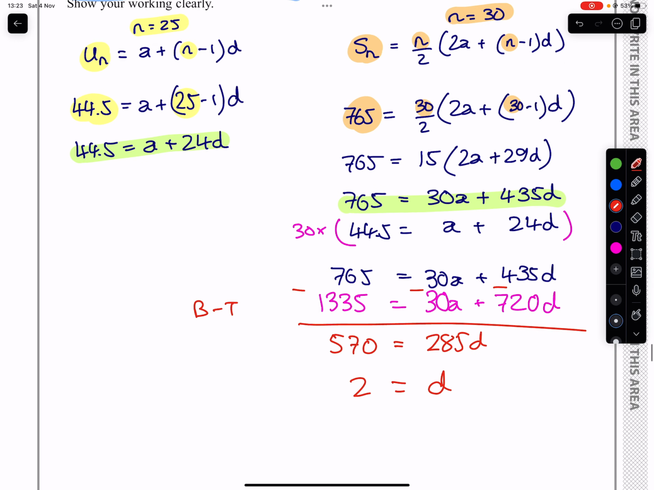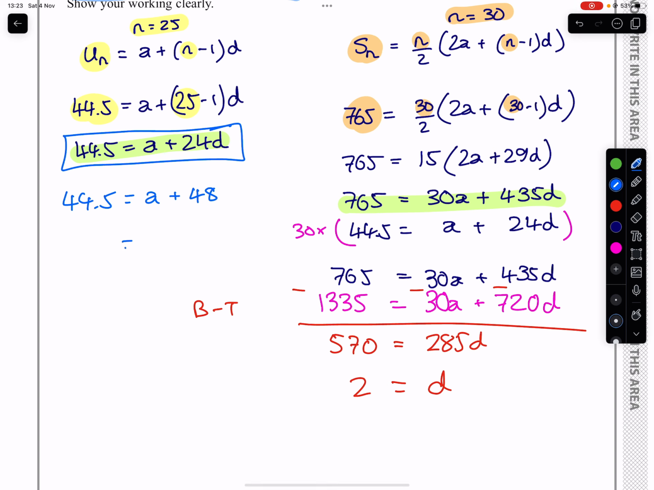With D being 2, I can then figure out what A is. If we just go back to this equation here and substitute D as 2 in, we get 44.5 equals A plus 24 times 2 is 48. After which I take away 48 from both sides, giving us A as minus 3.5. We know what A is, we know what D is.